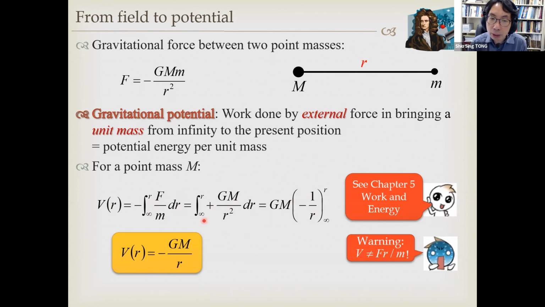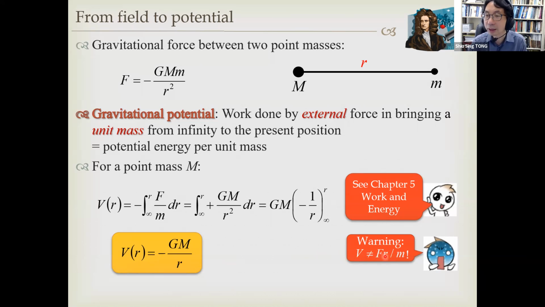Now, why do we choose to integrate from infinity? Because at infinity, 1 over r is 0. So we get rid of the constant term. And eventually, we get a potential with one term that depends only on r, as minus GM over r.